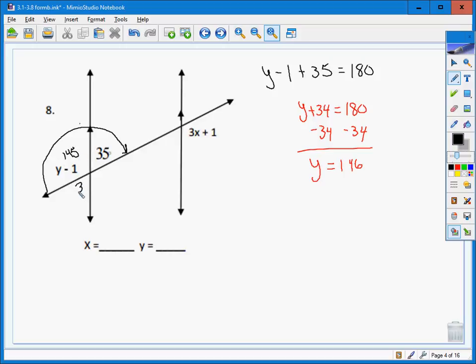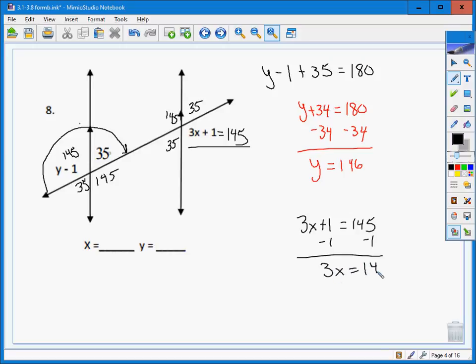And I really do like to just go around and fill in the pieces that I know. 35, 35, 35, 35. All the others have to be 145. And one of the reasons that I like to do that is it will write in the other equation that I need. 3x plus 1 equals 145 degrees. If I subtract 1 from both sides, 3x then is equal to 144. And if I divide both sides by 3, I get x equals 48. So x is 48, y is 146.